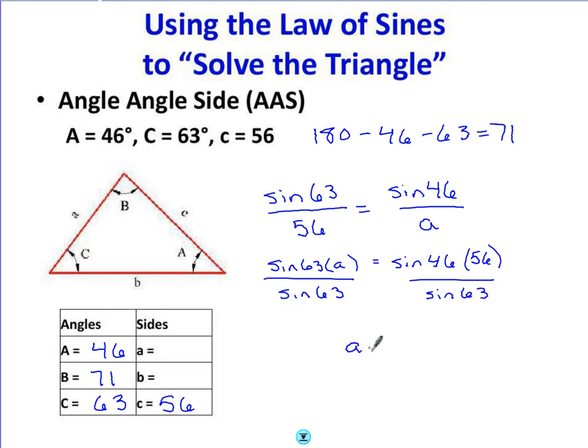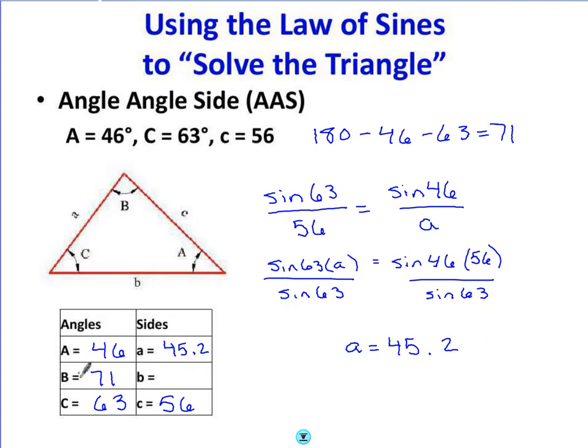So when we do all of that math, I end up here with, rounding to the nearest tenth, 45.2. So the length of side A is 45.2. A couple of important things to remember: do not round until we get to the final answer. So in my calculator, I typed in sine of 46, got an answer, multiplied that by 56, got an answer, and then divided by sine of 63, and I only rounded at the end. We're not going to round in between.